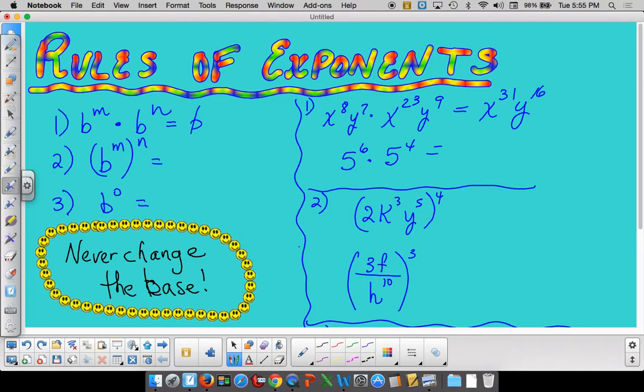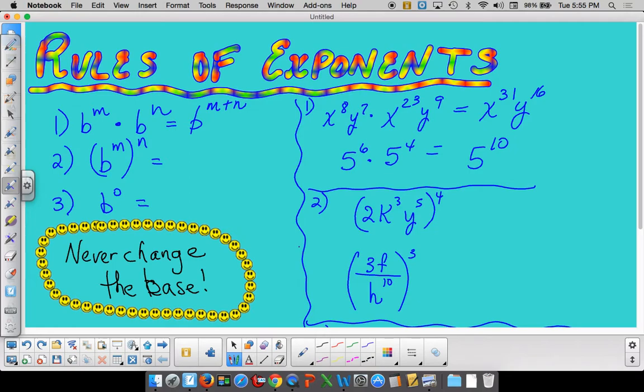That leaves us then to fill in our rule, that we don't change the base here and we simply have b to the m plus n power. You add the exponents. Now the ones I always see messed up are like the second example here, 5 to the 6th times 5 to the 4th. And for some reason when it's numbers we all want to go, oh, 5 times 5 is 25. But no, we never change the base and that stays 5 to the 10th.